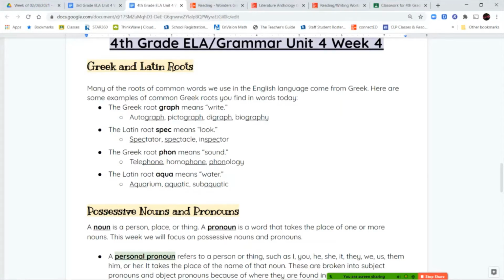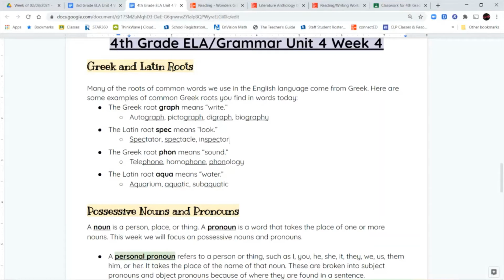Next, we have the Latin root spec, and spec means to look. This is where we get words like spectator. A spectator is like someone who's in the audience, who's watching something. Anyone who's watching is called a spectator. Spectacles is another way to say glasses, like the glasses you wear so that you can see more clearly. You look through those, right? An inspector is someone who looks at things when they're trying to solve a mystery.